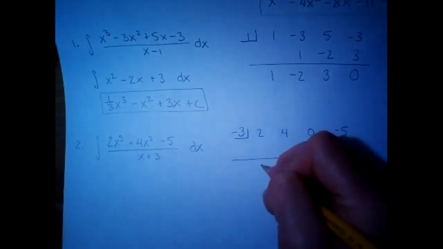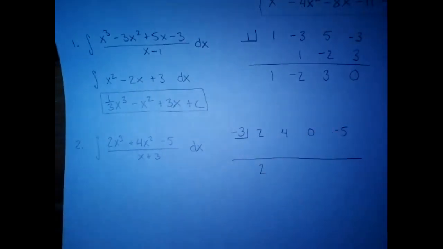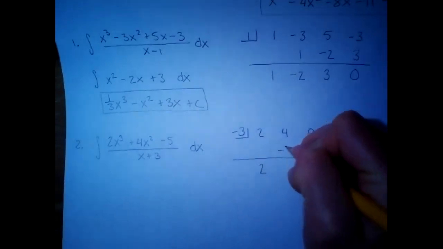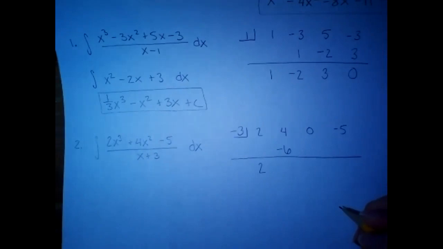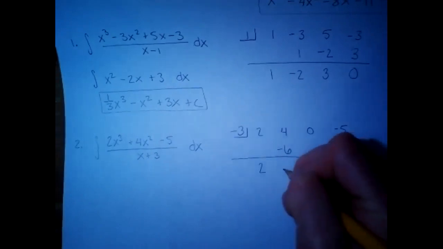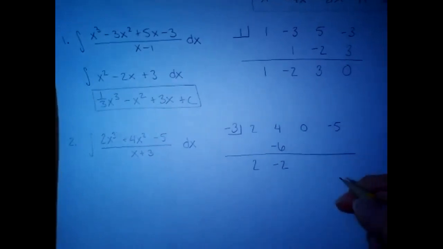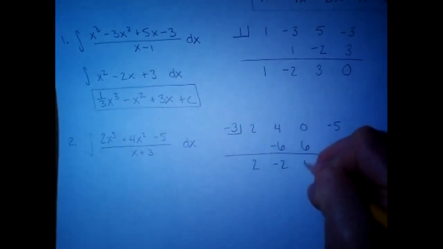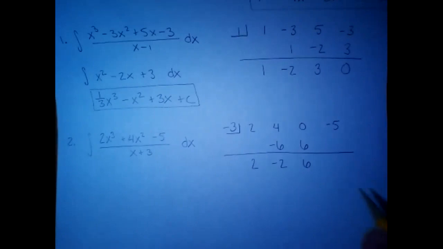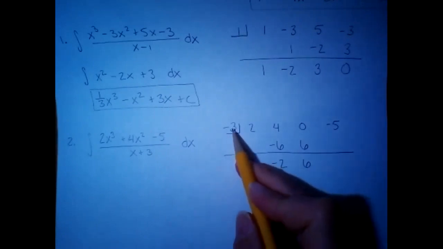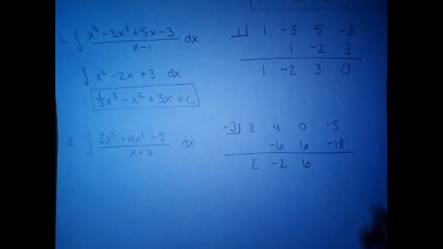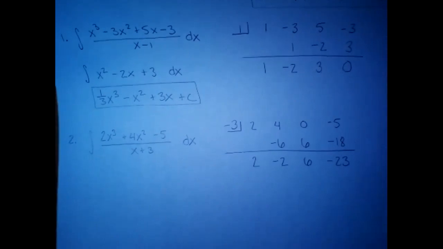So bring down the first number, and we're going to multiply, add. So -3 times 2 would be -6. Add the column, and that will be -2. And then -3 times -2 is 6. Add the column, that'll be 6. And then -3 times 6 would be -18. Add the column, we're going to get -23. So this one does have a remainder.